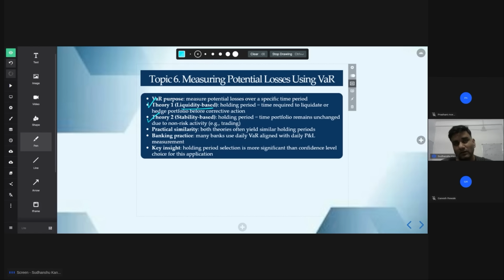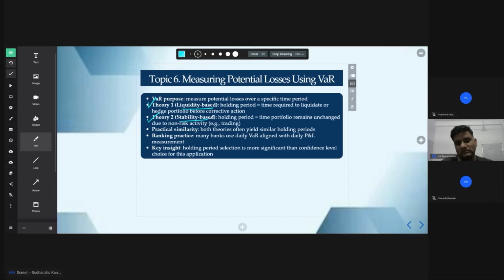I think you haven't studied it here, but there is a discussion of liquidity horizon also in your syllabus. So liquidity is very important. It depends on the market liquidity. The more liquid your portfolio, the shorter your holding period can be. And if it takes 1 day to sell a stock position without moving prices much, you must use a 1 day VAR. Next part is stability based.